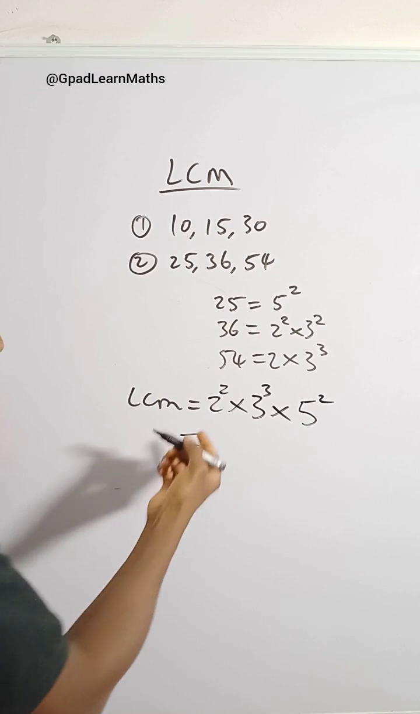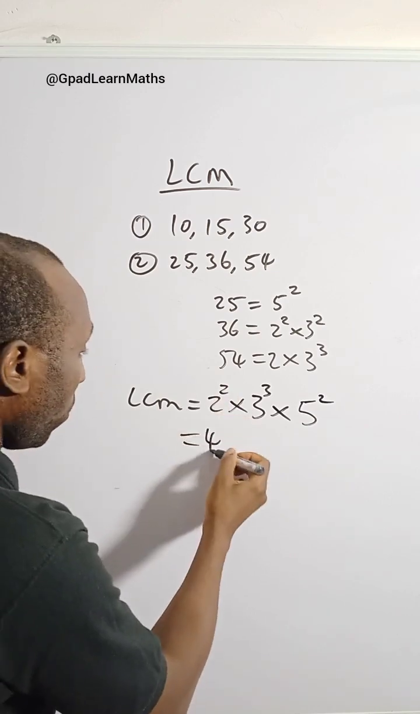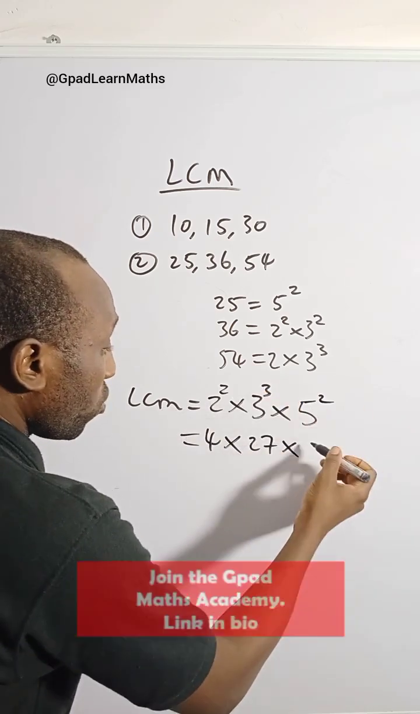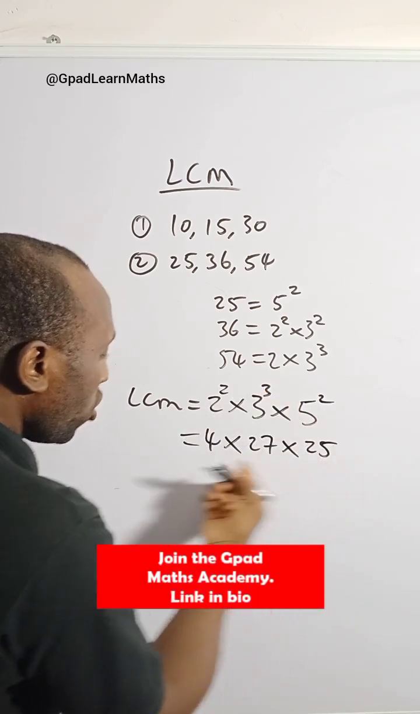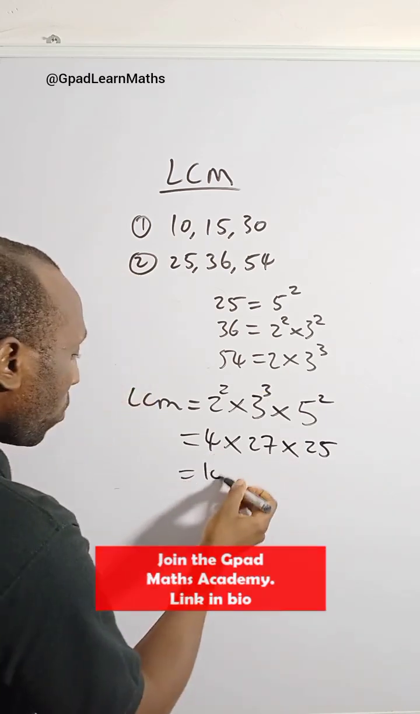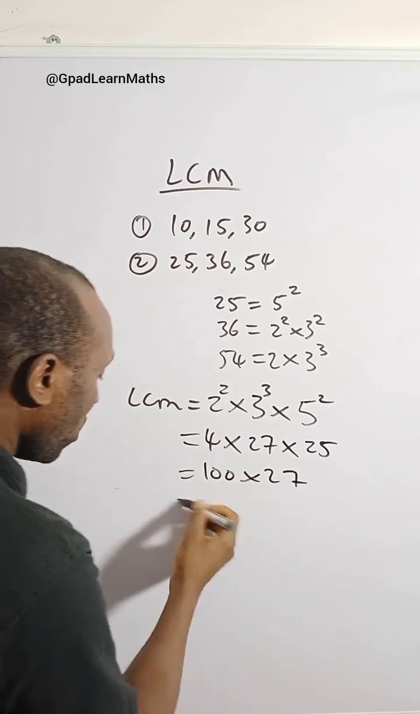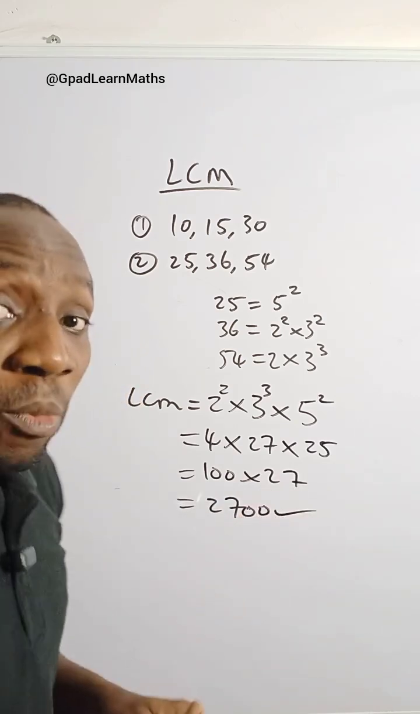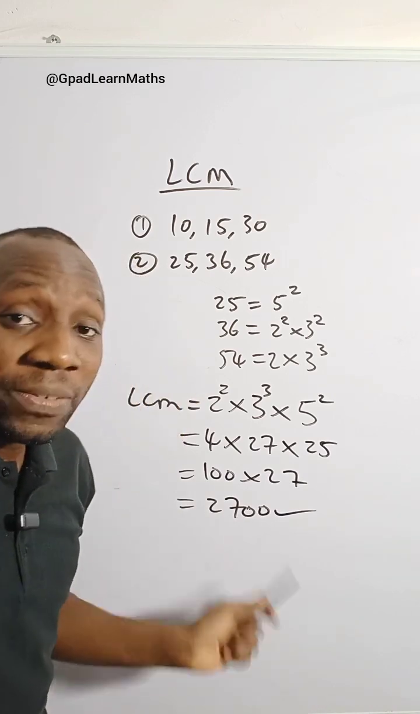And then when you find the LCM, 2 raised to the power 2 is what? 4. 3 raised to the power 3 is 27. And 5 raised to the power 2 is what? 25. So what is 5 times 25? That's 100. Then times 27, that's what? 2,700. Imagine if you were to list the multiples up to 2,700.